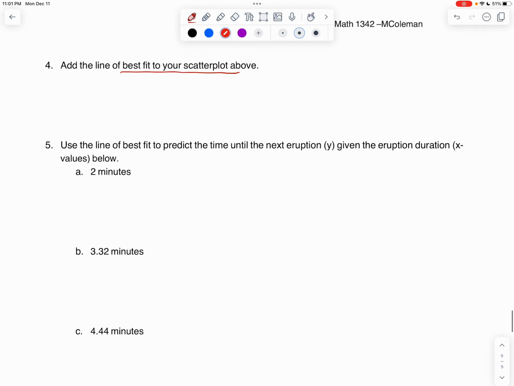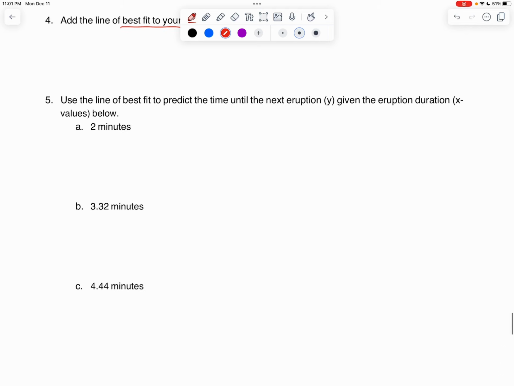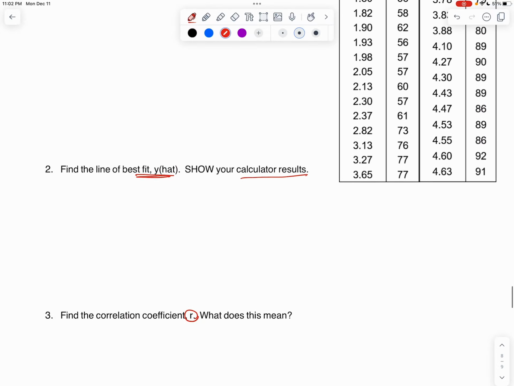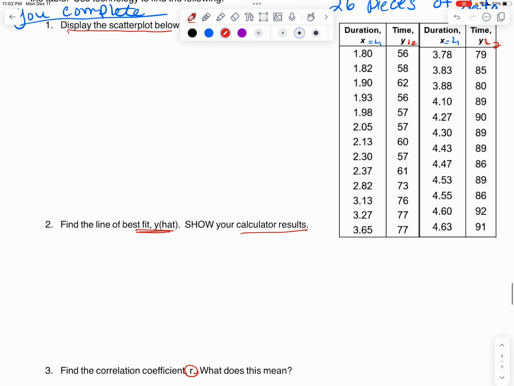And then 5 says to use the line of best fit to predict the time until the next eruption given the duration. So again, the duration is your x value. So this is an x value. And we want to find y. Once that's completed, you can turn in all of your notes. And that is going to wrap up section 9.2.